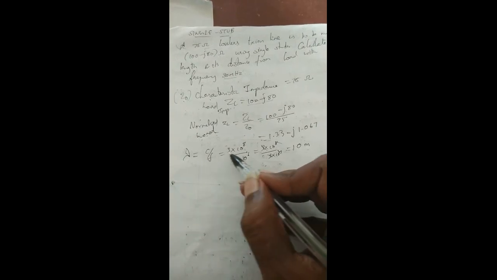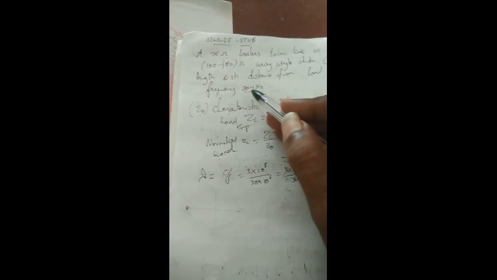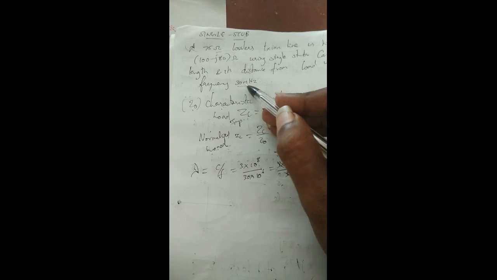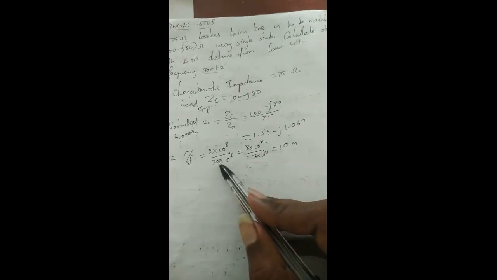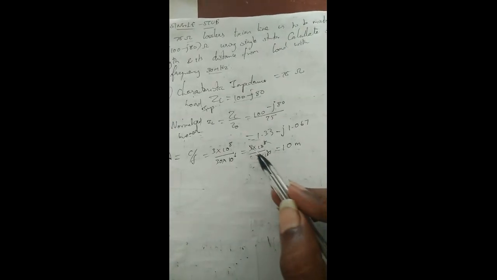Lambda you have to find out. Lambda is equal to C by F. C you know, right? Velocity of light 3 into 10 power 8 divided by F, 30 megahertz. 30 means 30 into 10 power 6. So if you do it once again, it will give 3 into 10 power 7. So automatically it cancels, and you get 10 meters. Is that right? Now let me go for the Smith chart.